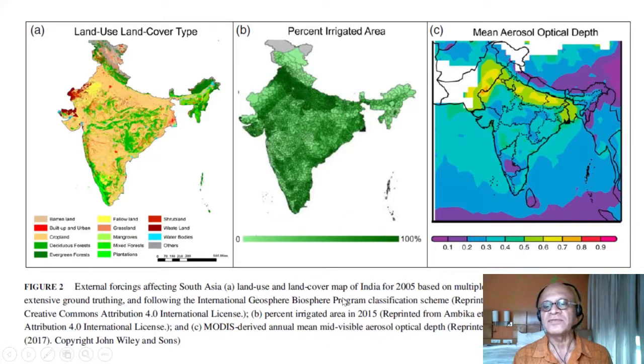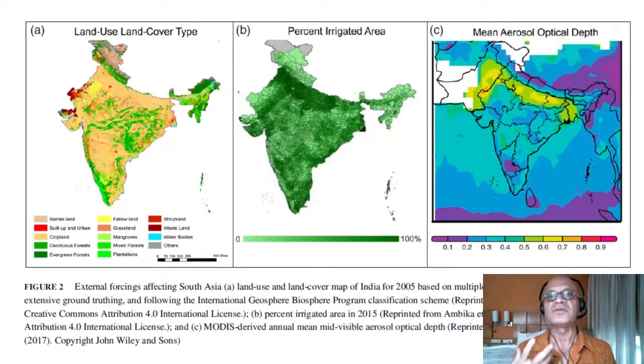So here is the land use and land cover map of India for 2005, based on multiple satellite remote sensing data and extensive ground truthing, following the International Geosphere Biosphere Program classification scheme here. B is the percentage irrigated area in 2015, under a Creative Commons source. C is the MODIS derived annual mean mid-visible aerosol optical depth. We will visit aerosols as well. Aerosols also will make varied differences to precipitation itself.